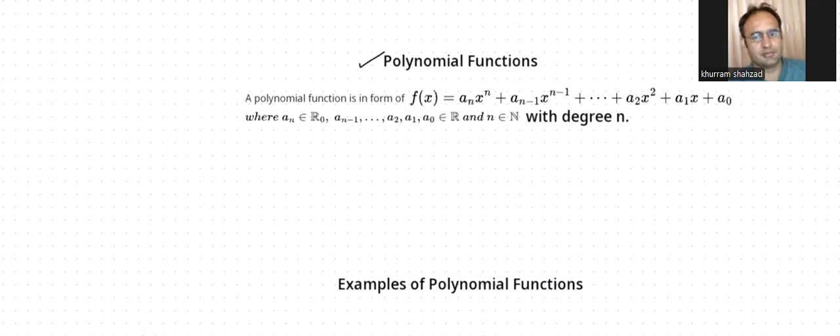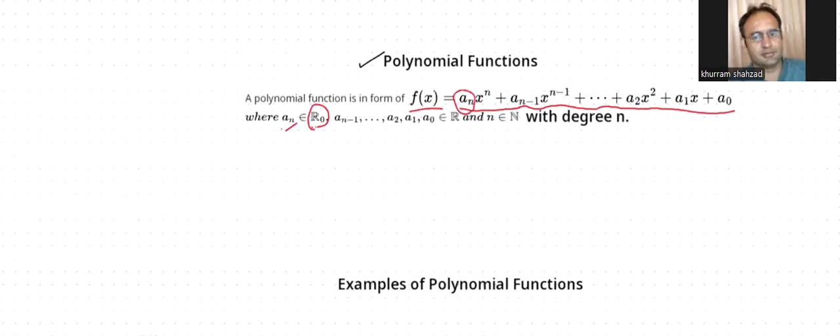A polynomial function is in the form of f of x. What is f of x? a n x raised to power n plus a n minus 1 x raised to power n minus 1 plus, and so on, up to a2 x square plus a1 x plus a naught. So this a n belongs to the set of non-zero real numbers. The minus zero means we have excluded zero from the set of real numbers. So a n should not be equal to zero.